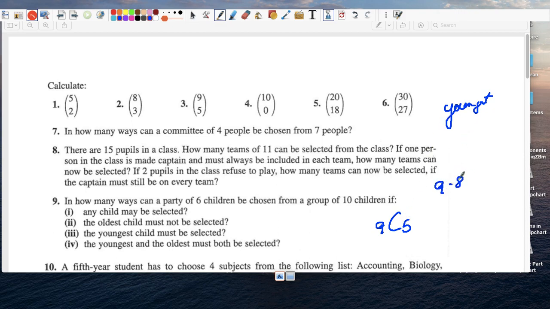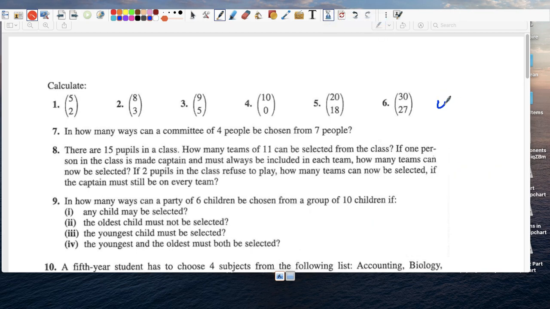So 9 times 8 times 7 times 6 times 5 over 5 times 4 times 3 times 2 times 1. 5 and 5 goes away. 3 and 2 gets rid of 6. This becomes a 2, and that becomes 126. Again.